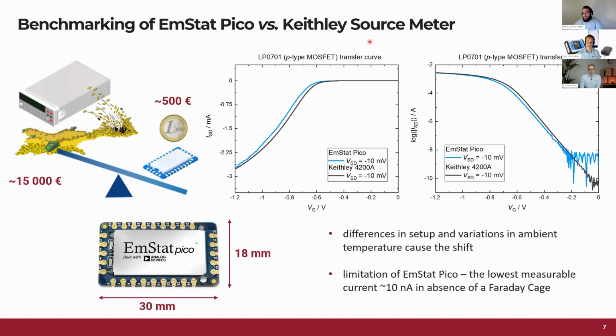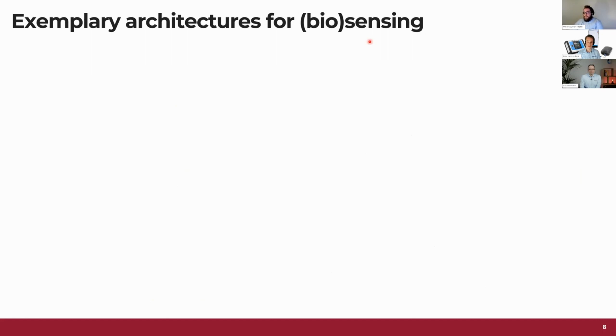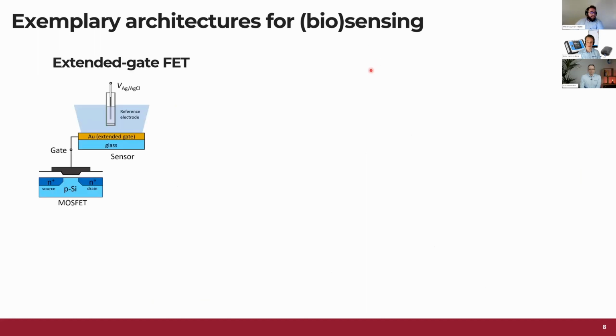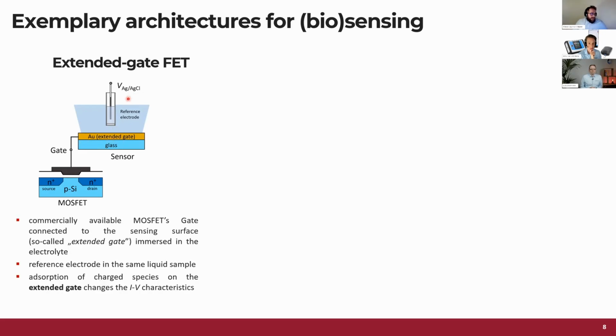Let's talk a little bit more about the application of those FETs in biosensing, which is the core of our meeting here. Here we have the so-called extended gate field effect transistor, where we connect the gate of the commercially available MOSFET to a conductive surface. In this scheme, this is a gold electrode. And then we also immerse the reference electrode in the same electrolyte. So the adsorption of some charged species on the extended gate changes the IV characteristics, the current voltage characteristics, of the MOSFET itself.